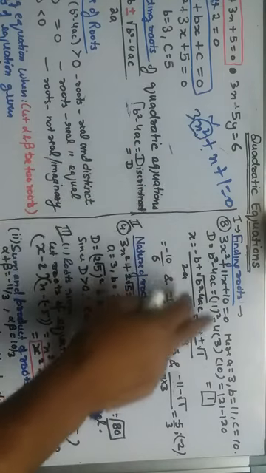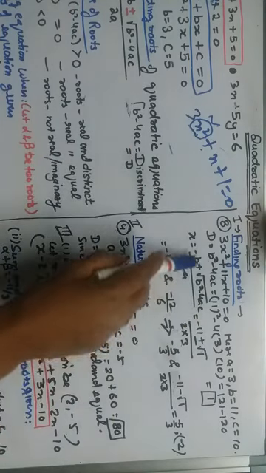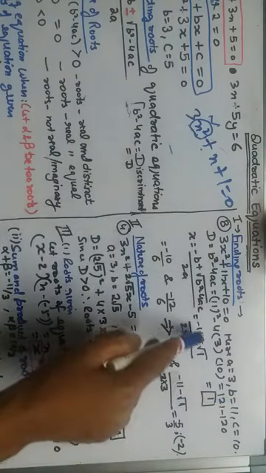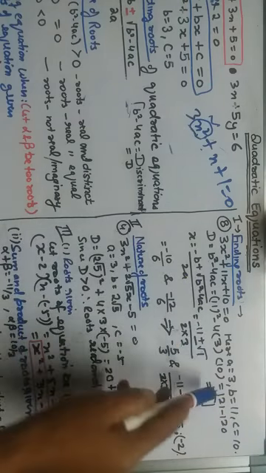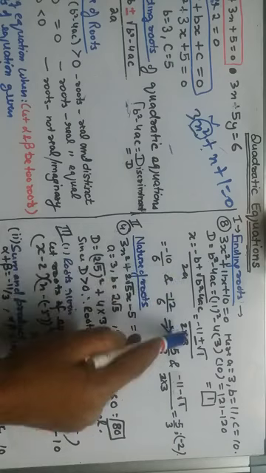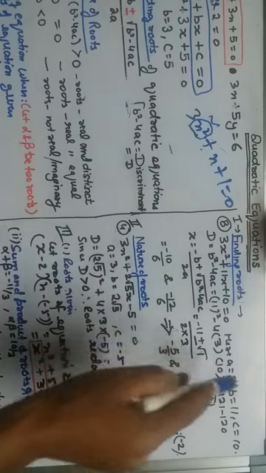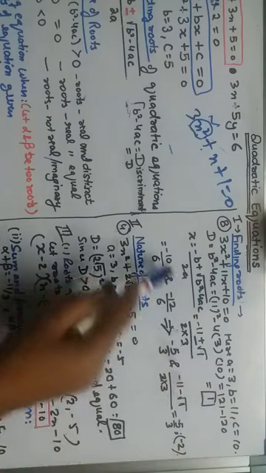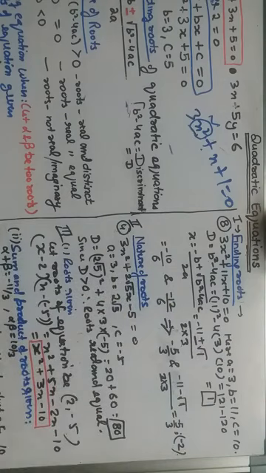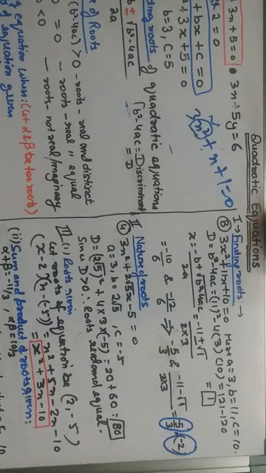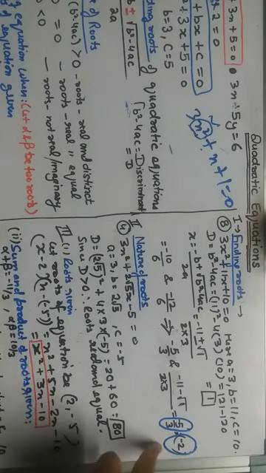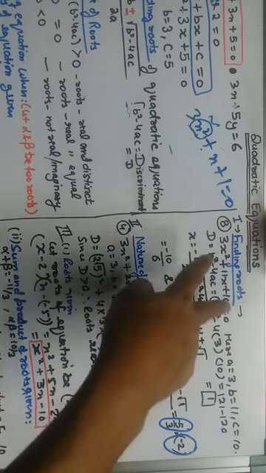So apply this formula. Minus b is minus 11. b square minus 4ac we have taken out is 1. Root of 1 is 1, and upon 2 into the value of a, 3. So we are getting two values, 5 by 3 and minus 2. These are the two roots of the equation. Two roots means these are the two values of x of this equation.